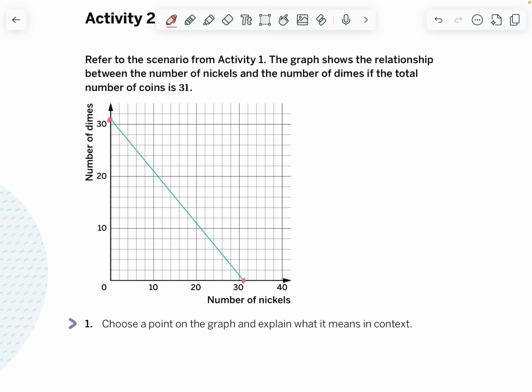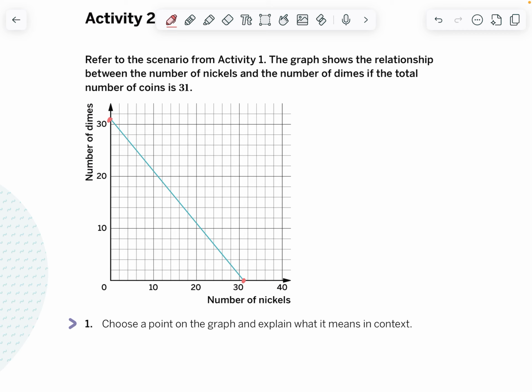So what I want you to do, again, is pause the video, and then you're going to come back, and I want you to try to answer all the questions following all the prompts, to see if you can get to the response of how many nickels and dimes you need to equal 31 coins and $2. All right, so you should have worked your way through activity 2.